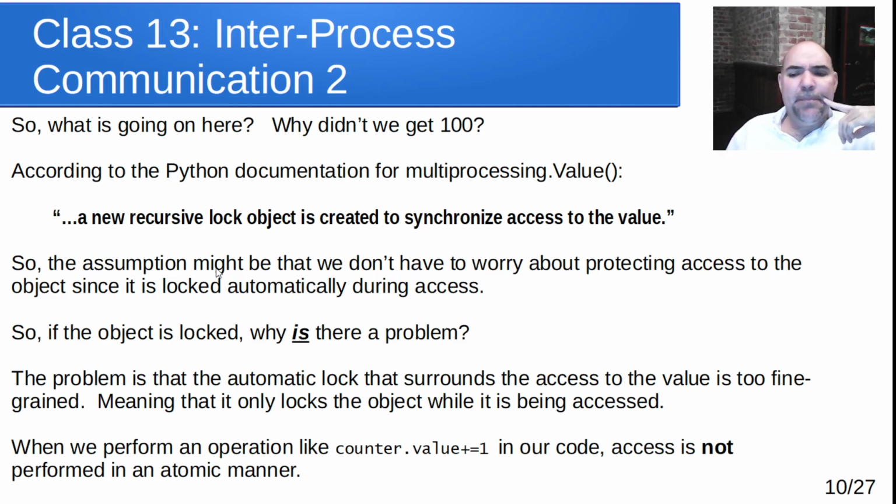And the answer to that is what I said just a minute ago. The problem is that the automatic lock that surrounds access to the value is very finely grained. In other words, it's only grained around fetching the value or writing the value, not getting it, doing some operation, then restoring it. So when we perform an operation like this, counter.value += 1, in our code, access is not performed in an atomic manner. It's not performed all at once.